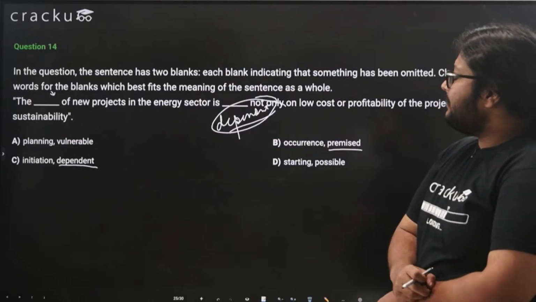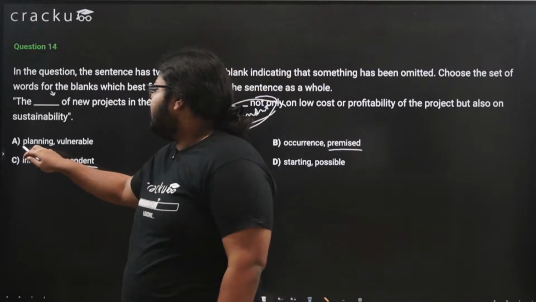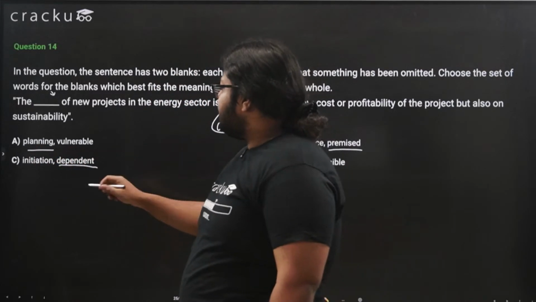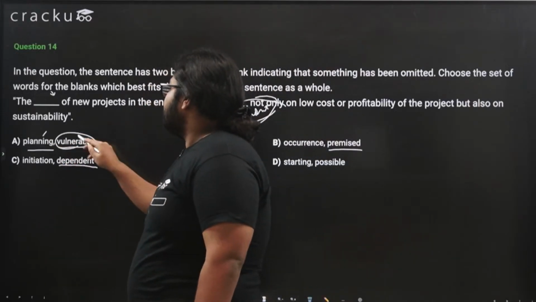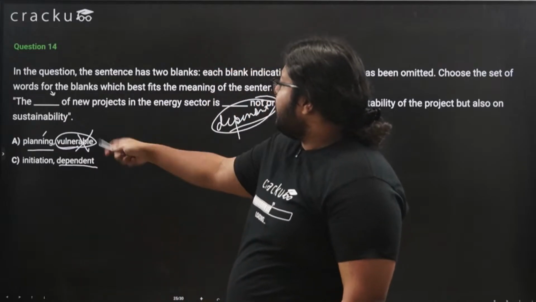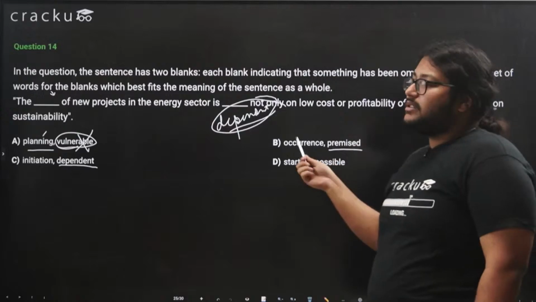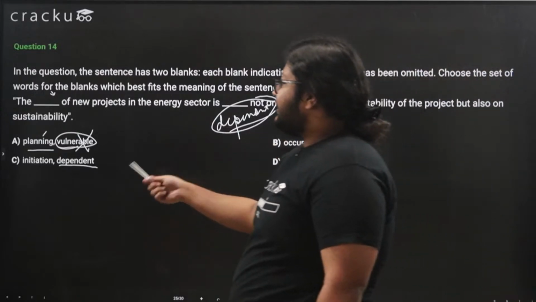Okay, let's look at the first blank, the blank of new projects. The choices we have is planning. The planning of new projects is dependent. Okay, this makes sense. But vulnerable doesn't make sense. The planning of new projects in the energy sector is vulnerable not only on low cost, that makes absolute nonsense. So we can say A is rejected.